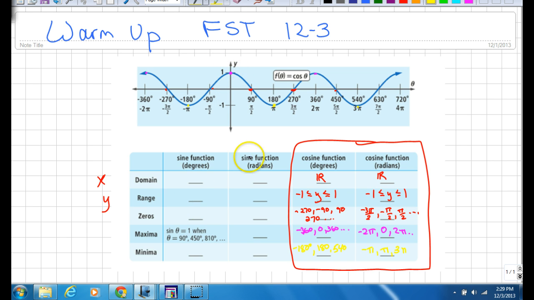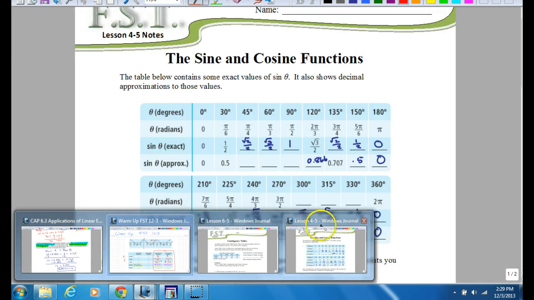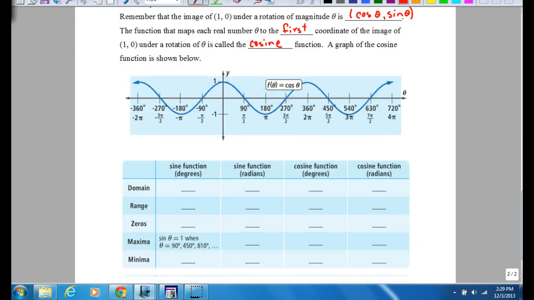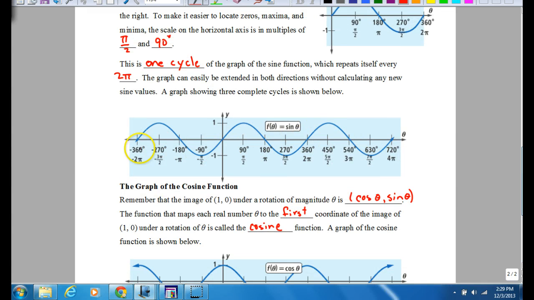So when you go to look at your sine function, the reason why it says this right here is sine is at its maximum when it equals 1, and it's at these points right here. So let's go quickly and look at that. Okay, I'm going to pull that up right now. Okay, here's our sine wave right here.